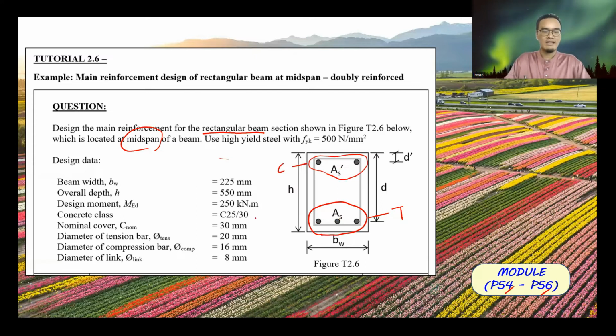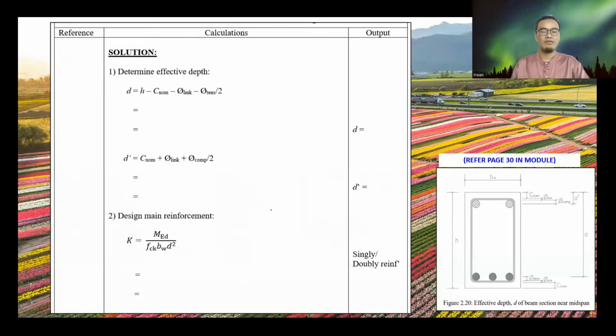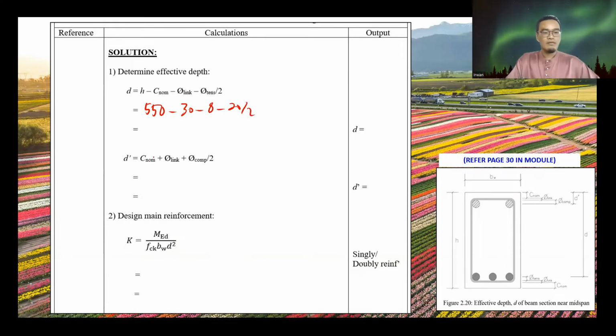Okay, so this is the design data. Now let's proceed to the solution. First of all, you have to determine the value of d and the d prime. So now let's start with d. Our h is equal to 550. The c nominal is 30. Diameter of link 8, and then diameter of tension reinforcement 20/2. So our d is 502.